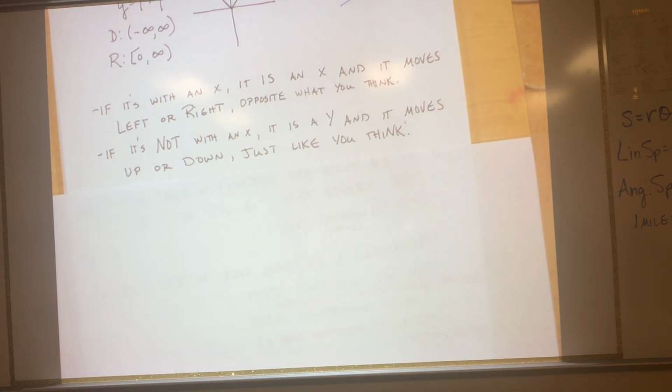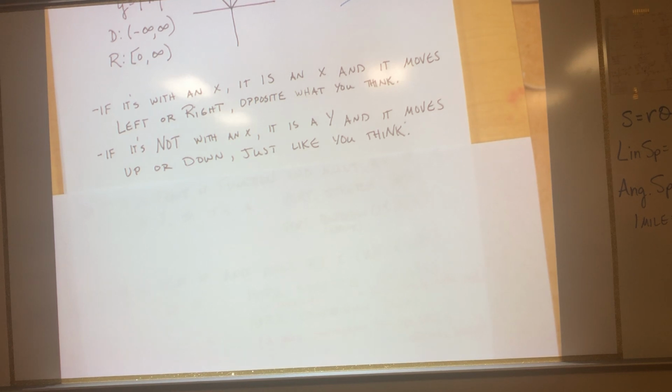But if it's not with an x, then you go, oh, that has to be a y. If he's with the x, he either has to be in parentheses with the x, or he has to be in a symbol, like in this case, the absolute value symbol. He could also be under a radical, like a square root function, or in parentheses and squared, like a quadratic. All those things. So if it's not with an x, it is a y, and it moves up or down just like you think.